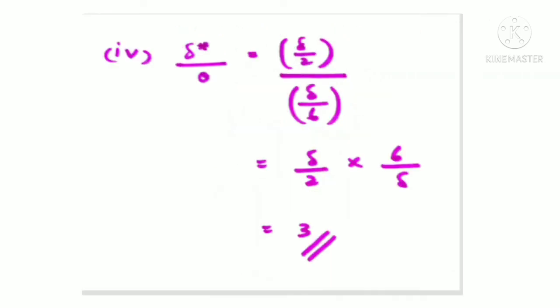Now for the last part of the problem, we have to find out delta star by theta. We have delta star equal to delta by 2 and theta equal to delta by 6. On substituting, we get 3 as the answer. So on solving the question, we got displacement thickness delta star to be delta by 2, momentum thickness theta to be delta by 6 and energy thickness delta double star to be delta by 4, and the value of delta star by theta is 3. Hence we solved the problem and found out all the necessary values.